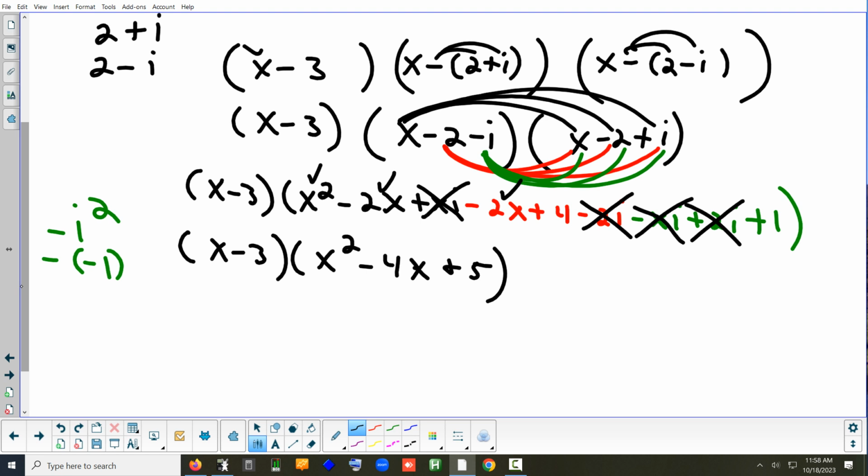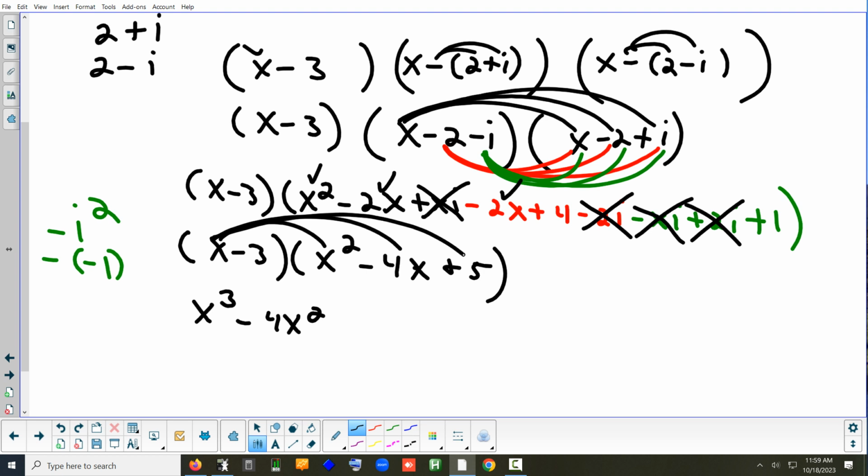Okay, what do you think the last thing you have to do is? Yep, distribute it one more time. This one's going to be a little shorter because instead of 3 things distributed to 3 things, this is 2 things to 3 things. So it's going to be 6 instead of 9 that you add up. Okay. What's x times x squared? x cubed. What's x times negative 4x? Negative 4x squared.